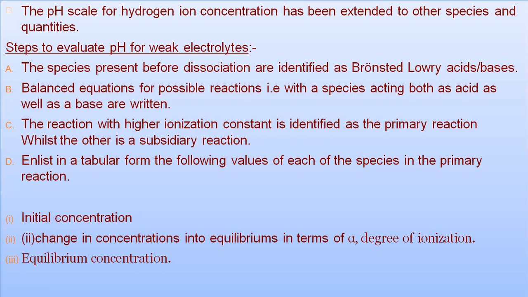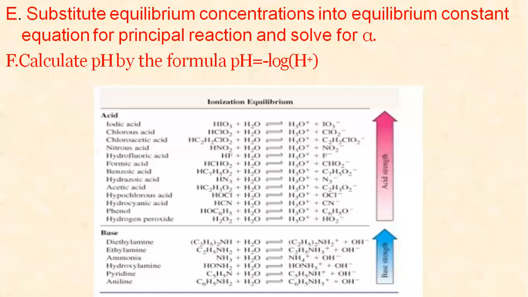Okay, so enlist in a tabular form the following values of each of the species in the primary reaction. After that, we just enlist all the things in a tabular form, for example, initial concentration, change in concentration, equilibrium concentration in terms of alpha, the degree of ionization, and the equilibrium constant. So we have to enlist all the three things if you want to find out the constant. Next, substitute the equilibrium concentration in the equilibrium constant equation for the principal reaction and solve for alpha. And next is calculate the pH by the formula minus log H positive.